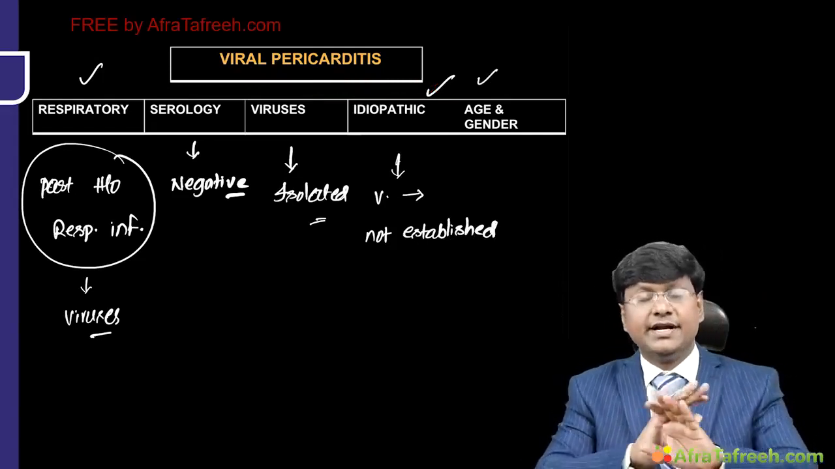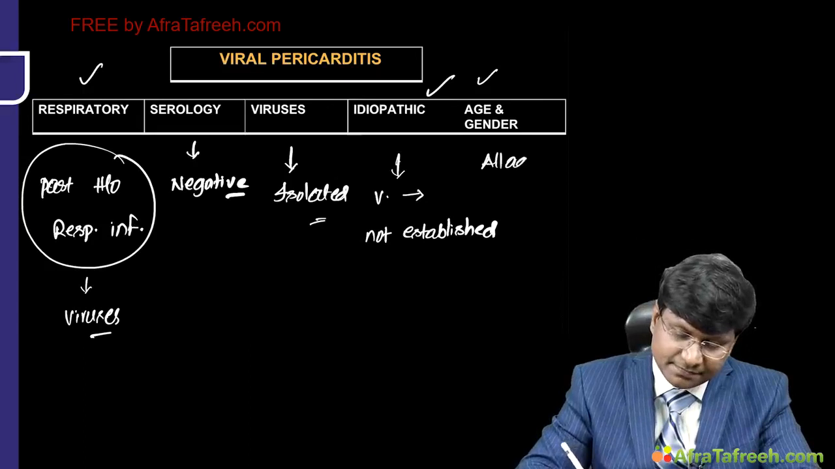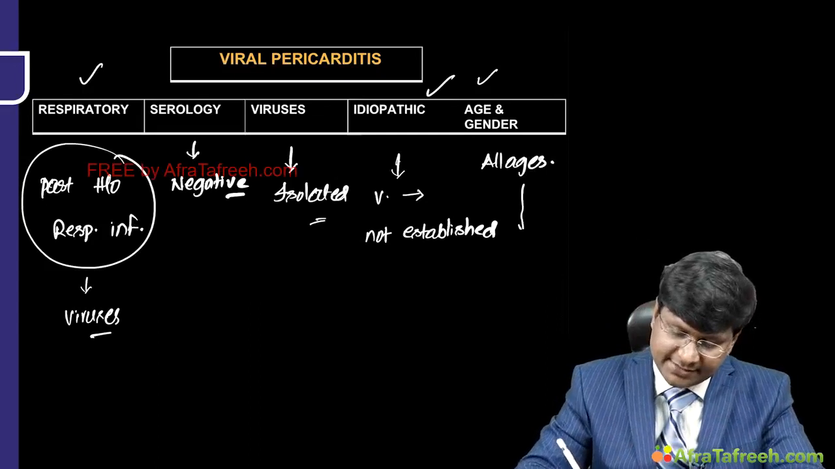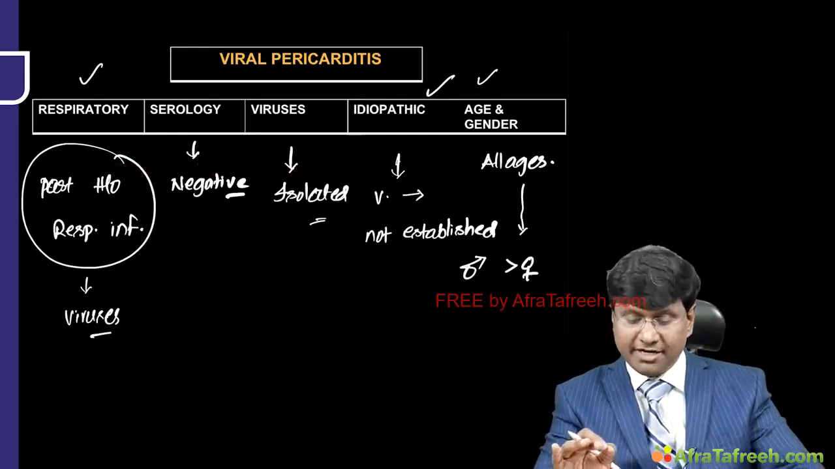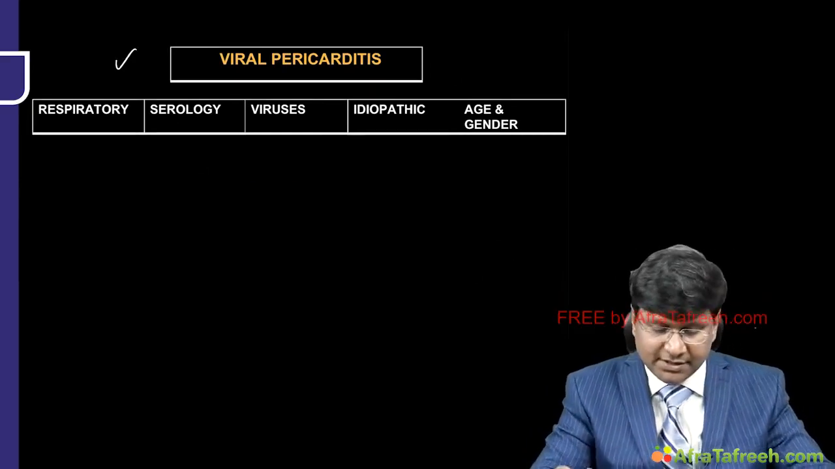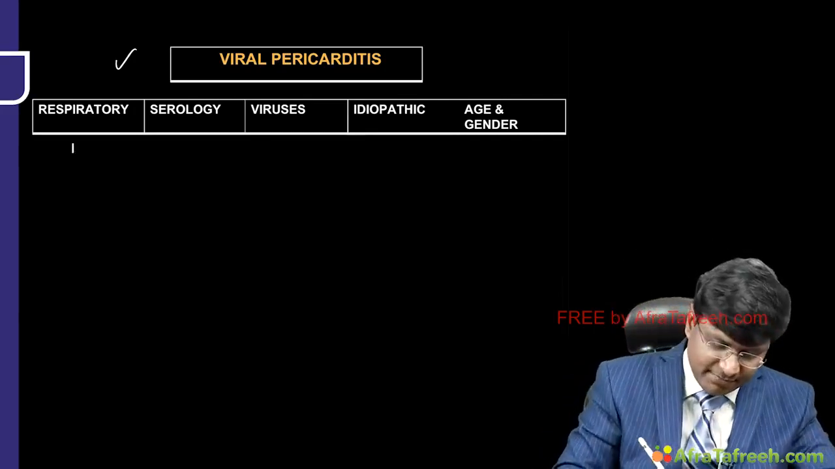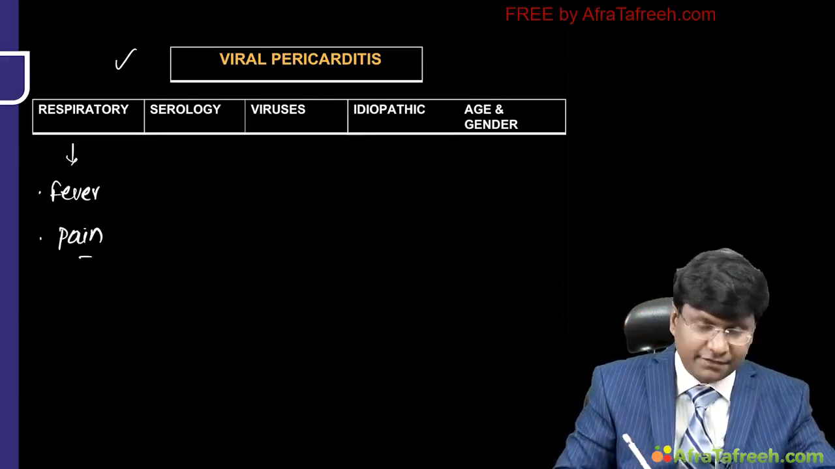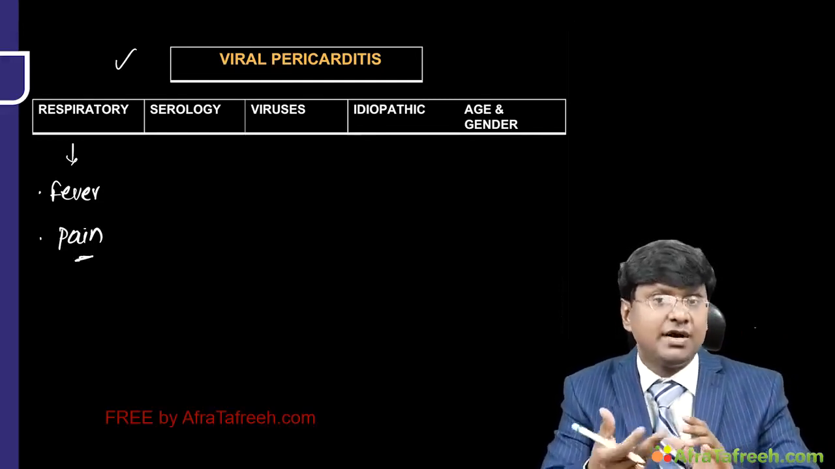If you take the ages, this viral or idiopathic acute pericarditis occurs in all ages, but is most common in young adults, and more common in males than in females. The clinical features of viral origin pericarditis are similar to acute pericarditis, but these patients also develop fever as well as the pain of acute pericarditis. So there is simultaneous development of fever and precordial pain.